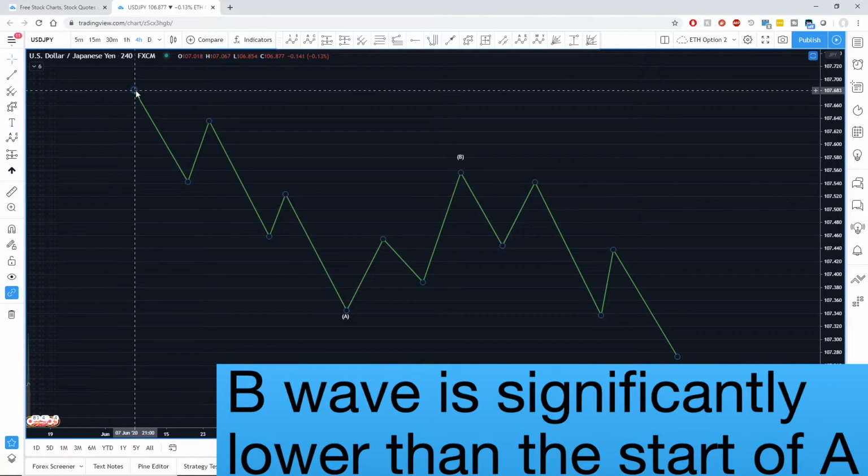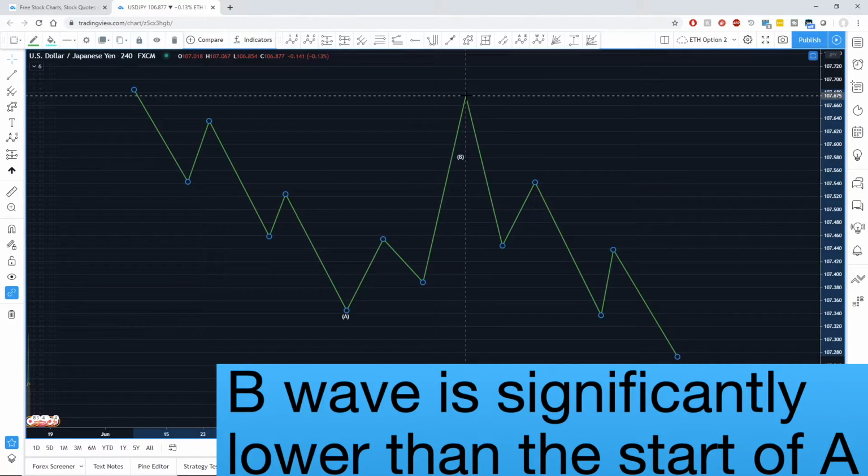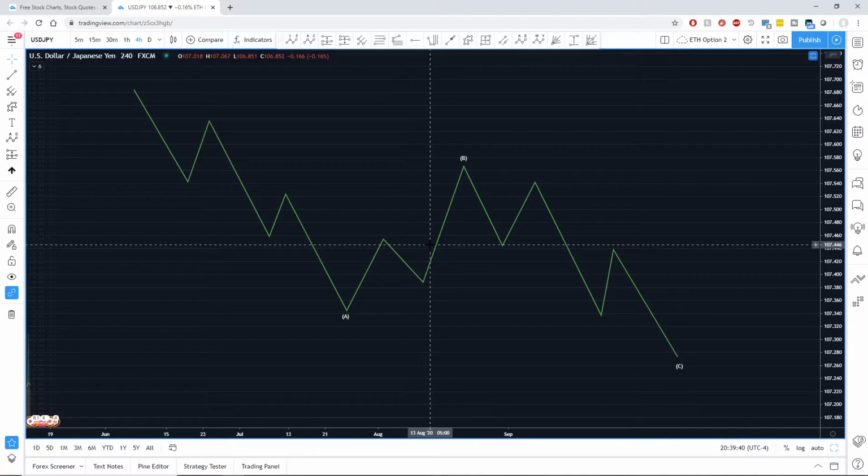So wave A starts all the way up here. Wave B cannot retrace up something like this. This would no longer look like a zigzag. Aside from that, zigzags are pretty straightforward.